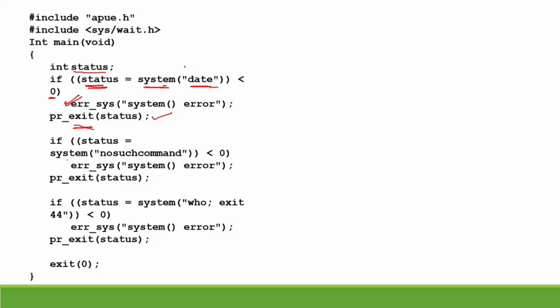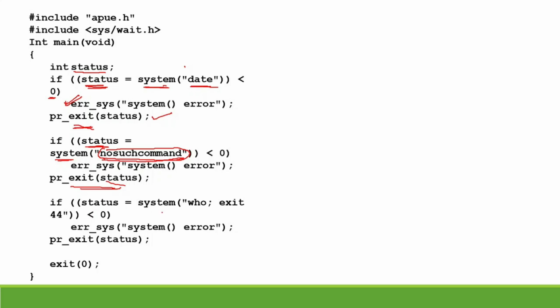In this case, intentionally some non-existing command is passed to system. The command name is no such command. So this is the command that is passed to system. Again we do the same thing: we print the exit status of system, that is this value, after trying to execute this command using the system function. Let us see the value later.